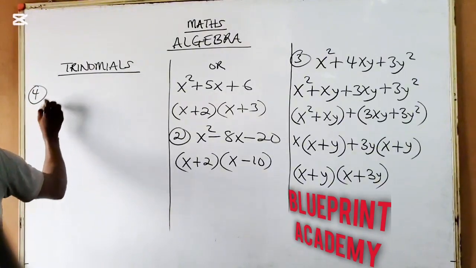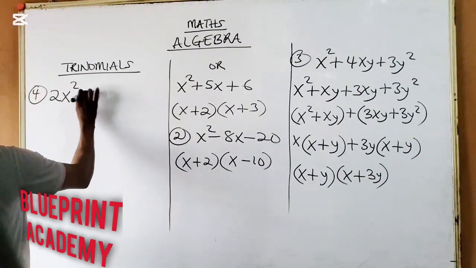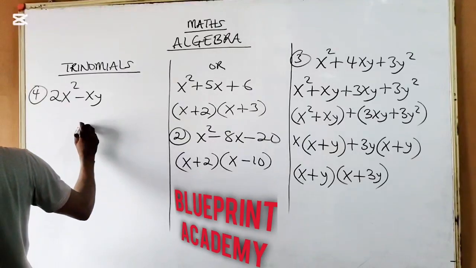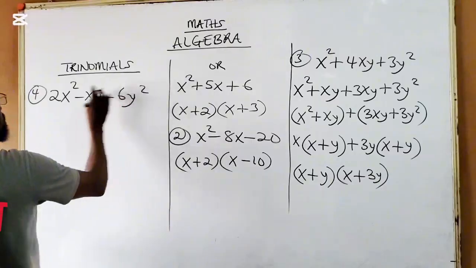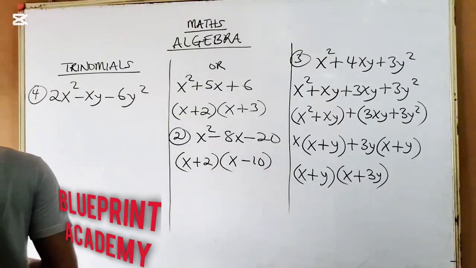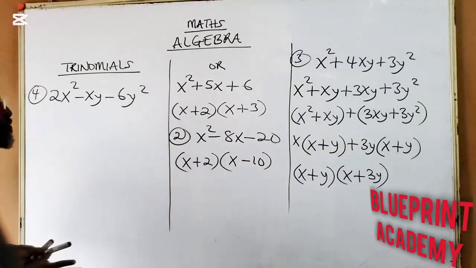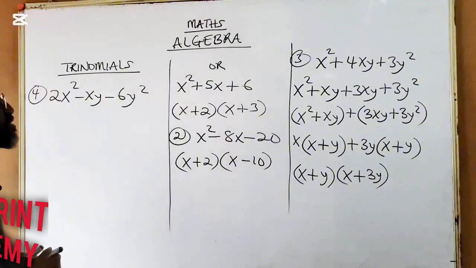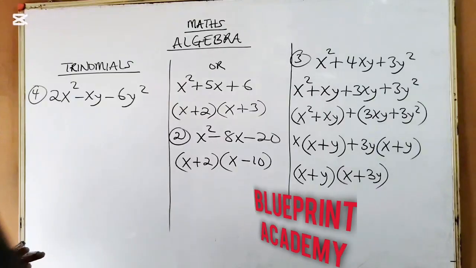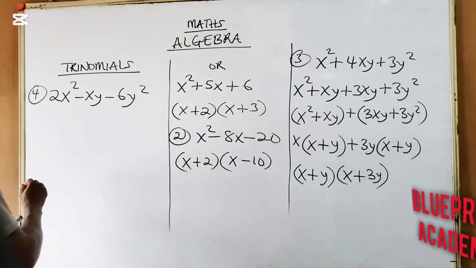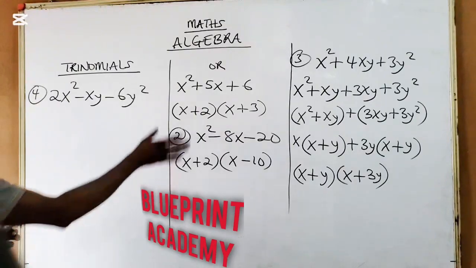It says factorize 2x squared minus xy minus 6y squared. So factorize 2x squared minus xy minus 6y squared. So let's see how we can factorize this. It's just the same format. But now if you look at this, you'll find that the coefficient here is not 1. So it's the same thing we did there.